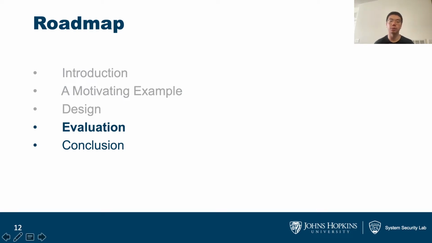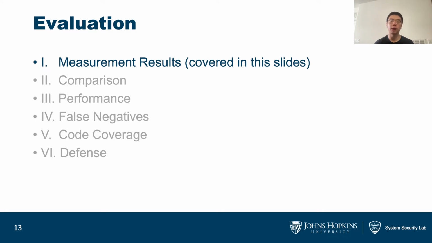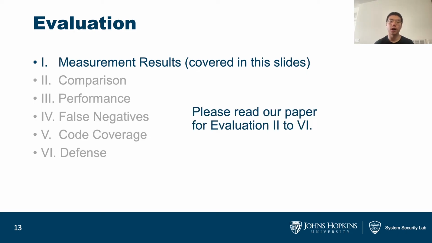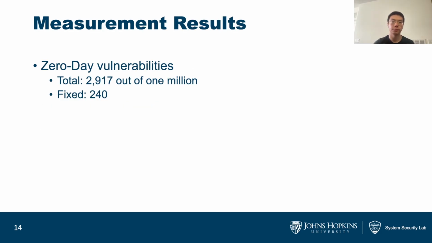After that, we will talk about our evaluation results. In general, our evaluation consists of 6 main parts: the measurement results, the comparison with prior works, the performance, false negatives, code coverage, and defense. But due to limited time, we will only cover the measurement results in these slides. For other parts, please read our paper. We will talk about our measurement results in this slide.